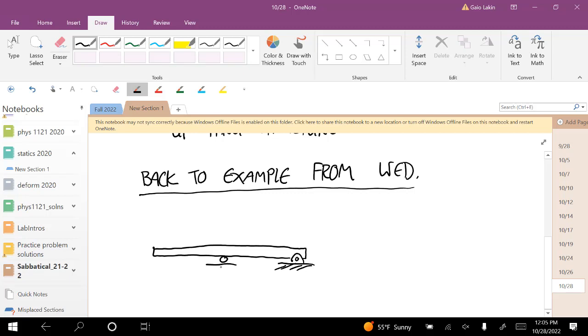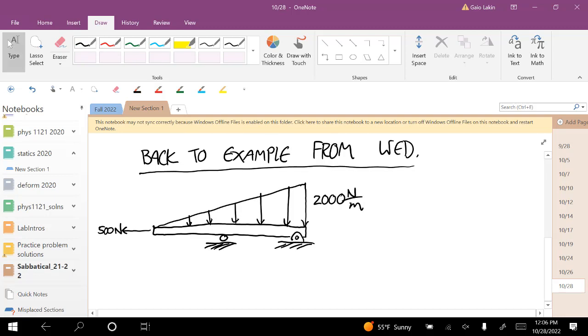You have a beam, the roller at the middle, and a pin joint at the right end. You're pulling on it over here with a 500 Newton force, and there's a triangular distributed load that ramps up to a value of 2,000 newtons per meter on the right. It has a total length of 3 meters, so each of these distances is 1.5 meters.